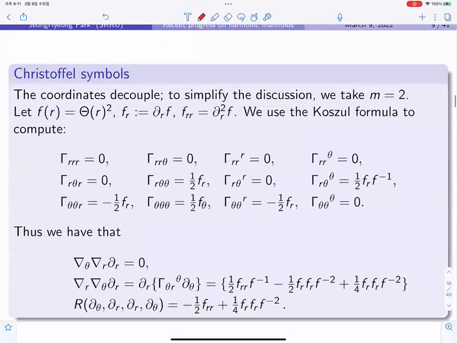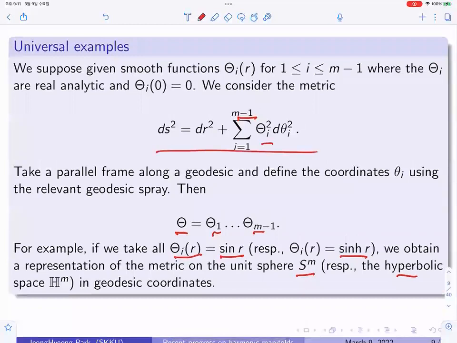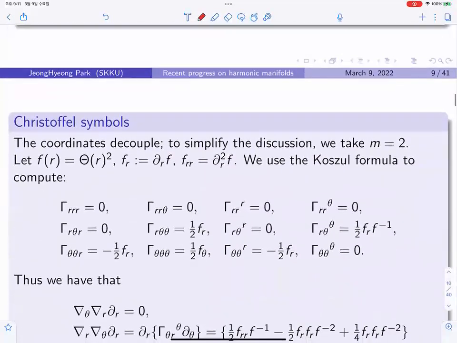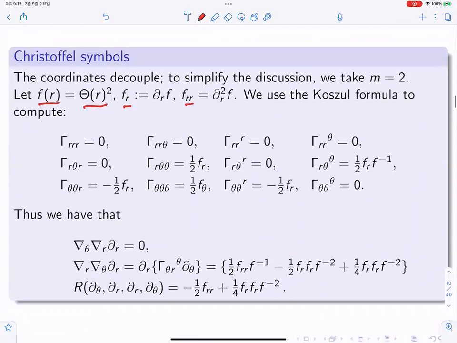So now we compute the Christoffel symbols using the metric. Then we write f squared, and then partially differentiate with respect to r: 1 times 2r is 2r, using the Cauchy formula. You can get the Christoffel symbols, and then you can get the curvature.